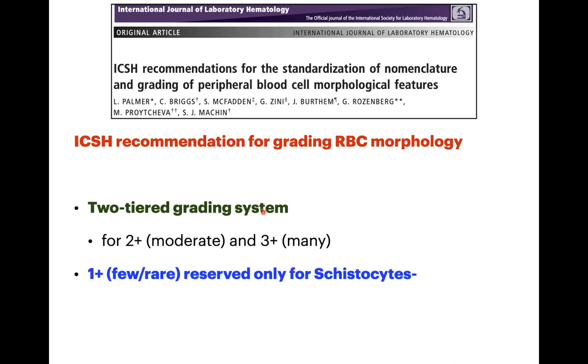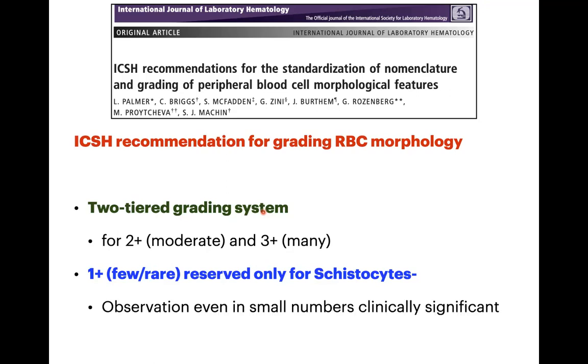The only exception is schistocytes. In that case, 1+ is also described, that is few or rare, because observation of schistocytes, even in a small number, is clinically significant. That's why only schistocytes will have a 3-tiered grading system. All others will have a 2-tiered grading system.